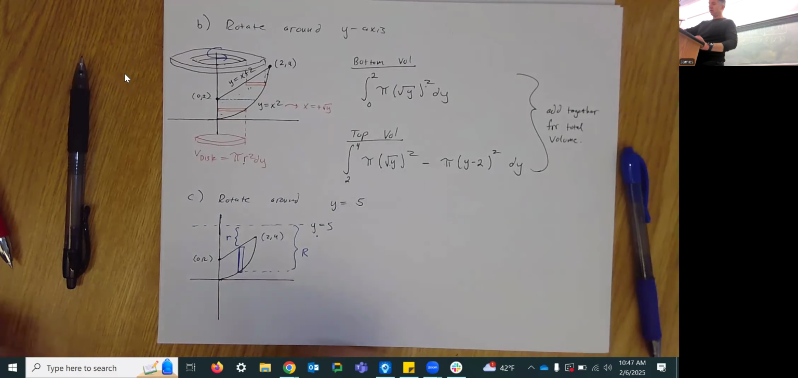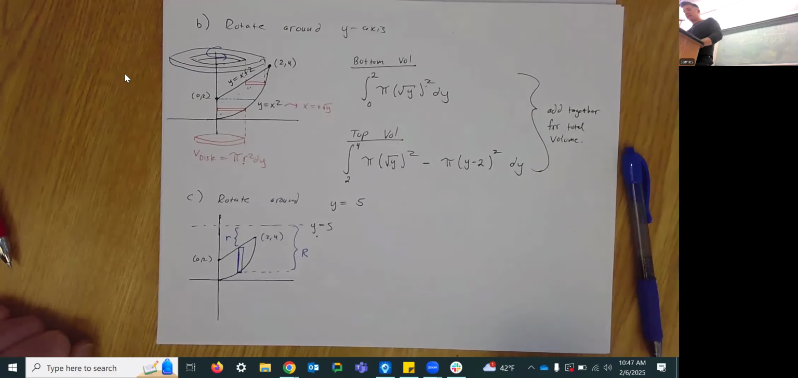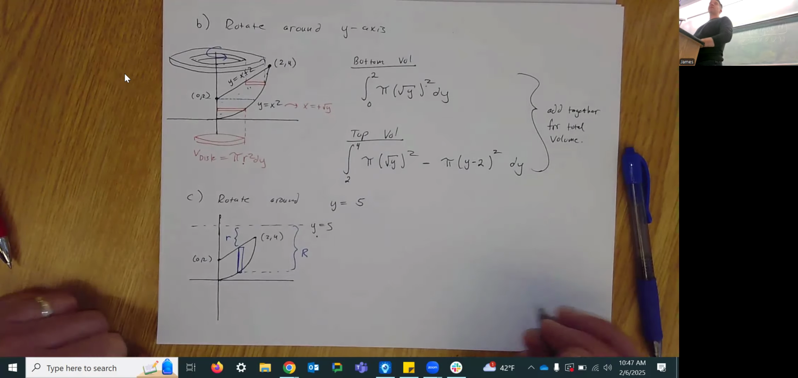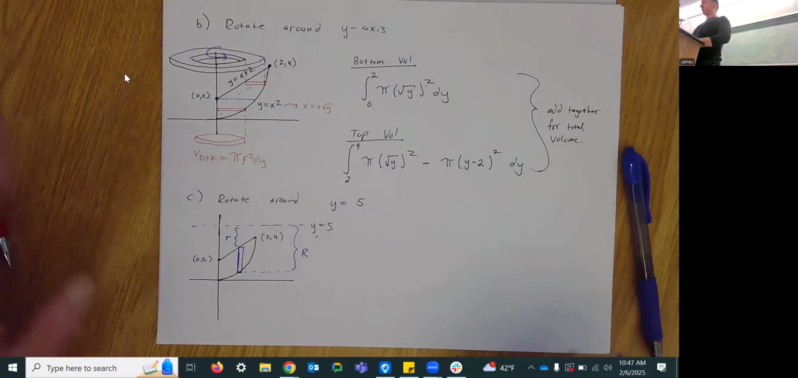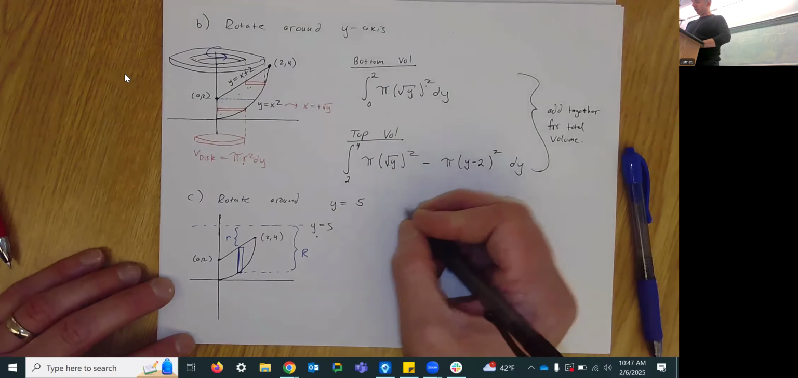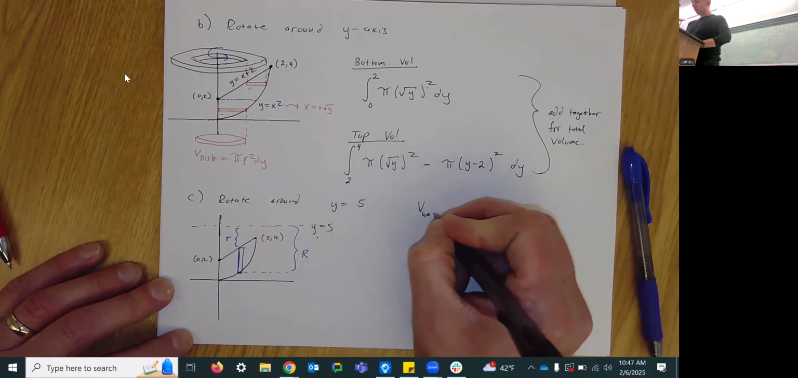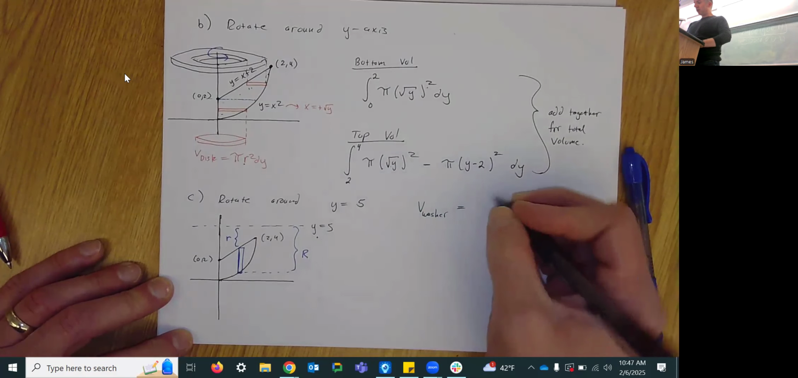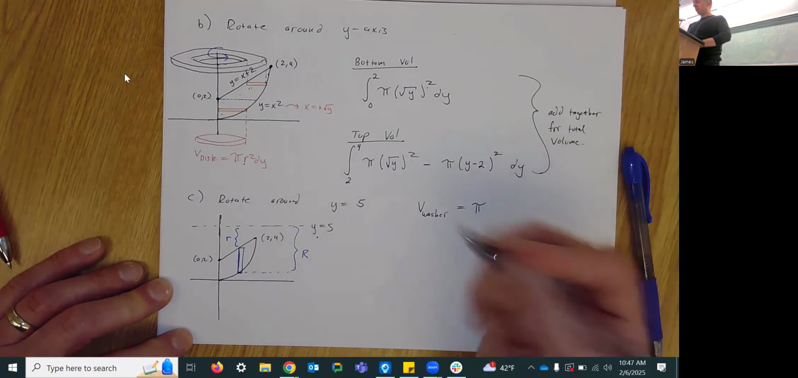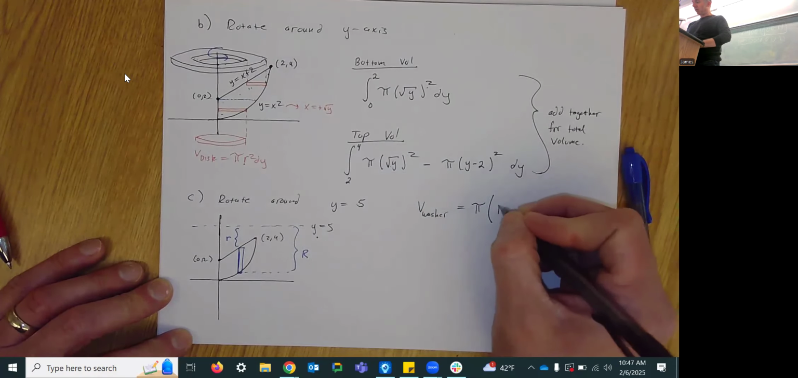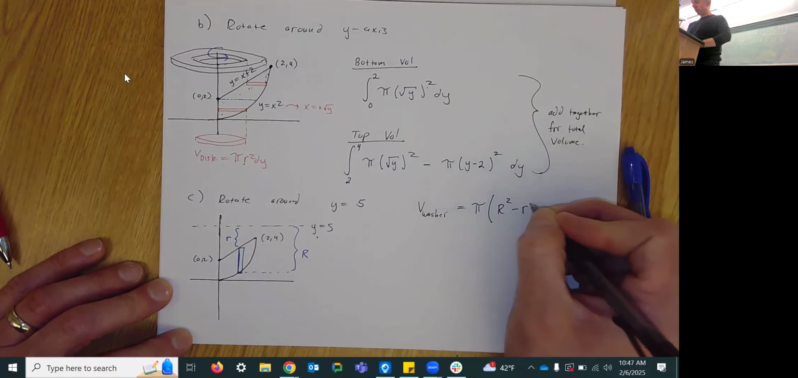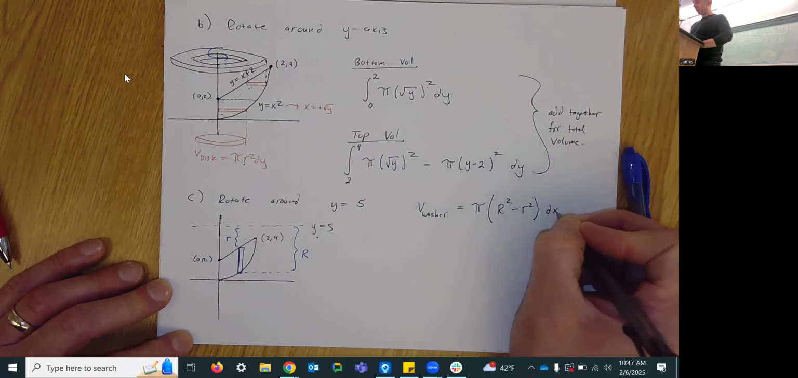Okay, so let's see here. Let's just write the volume of our washer before we do the integration here. So the volume of just our washer, very generally, is going to be pi times, I'm going to factor out the pi here, your large radius squared minus your small radius squared, times your thickness, which is dx.